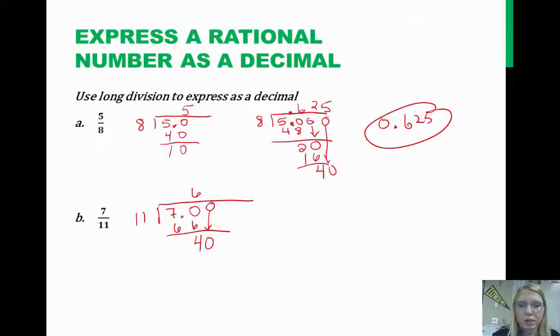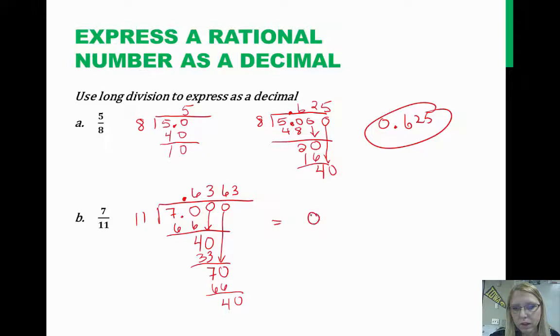11 goes into 40 3 times. So 3 times 11 is 33. And that's 7. I add another 0, bring it down. We're back to 70 again. And notice that we're going to keep repeating this. And it keeps going over and over again. Notice that there's a decimal point here, so I'm going to put mine here. And this is what we call a repeating decimal. So I would actually write this as 0.63 and put a bar over both the 6 and 3 since they're repeating over and over again.